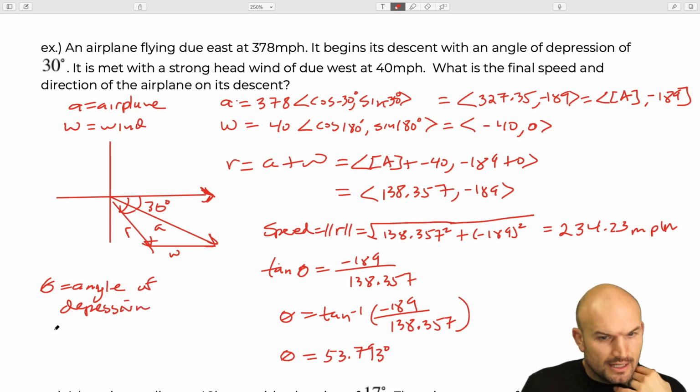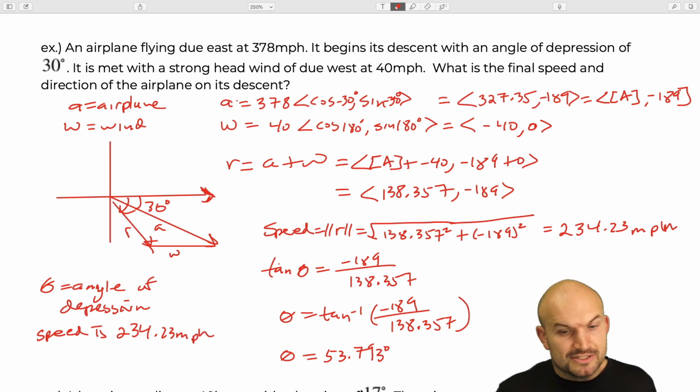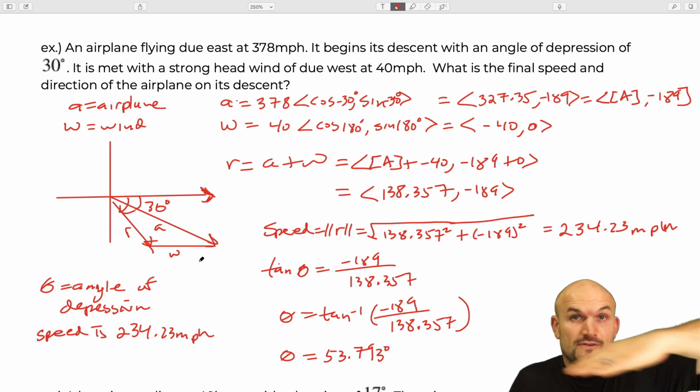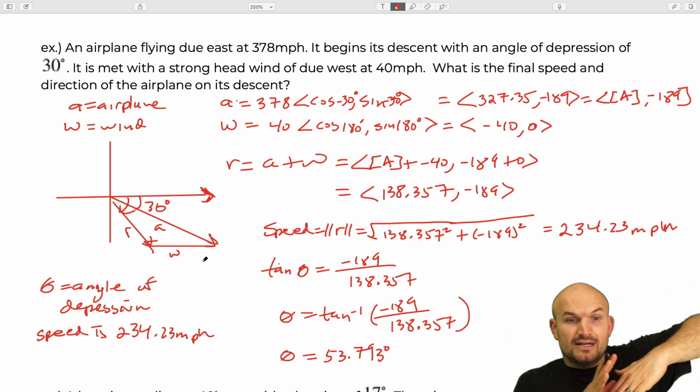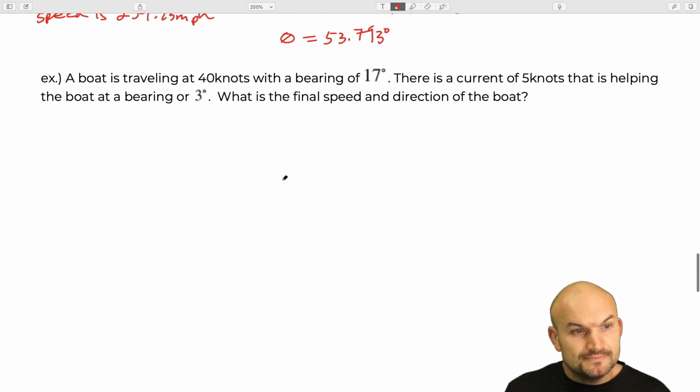And your speed is 234.23 miles per hour. All right, and that makes sense. If you're going at 30 degrees and you're being pushed back, you're going to be going at a steeper angle. So that definitely makes sense.